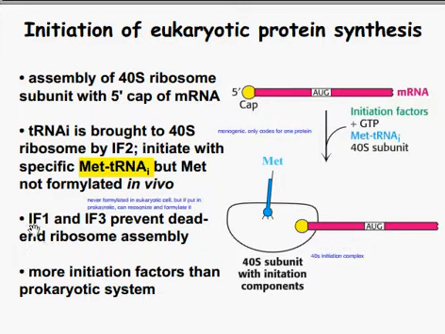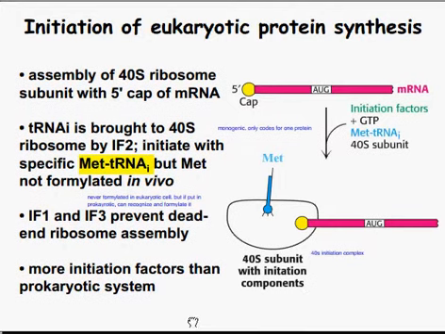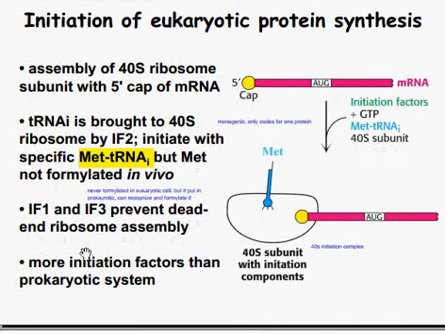So again, the same IF1 and IF3 prevent dead-end ribosome assembly, and there are just more initiation factors than in a prokaryotic system in general. So like you see here, you have a 5' cap, you have initiation factors plus GTP plus the methionyl tRNA-i and the 40S subunit all bind onto the 5' cap. So there's your complex, the 40S initiation complex.